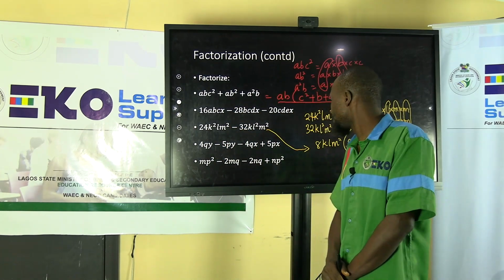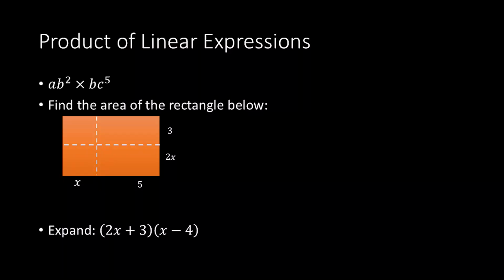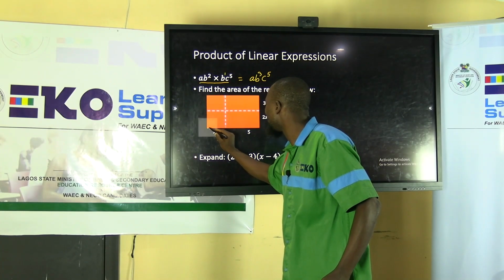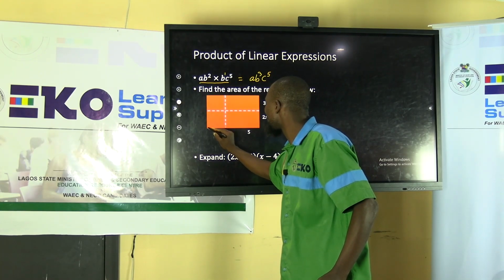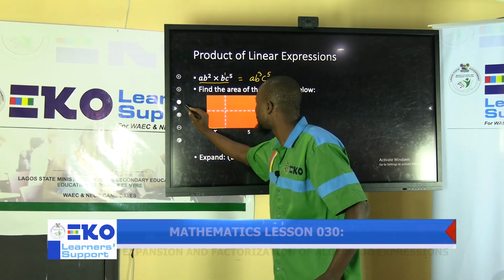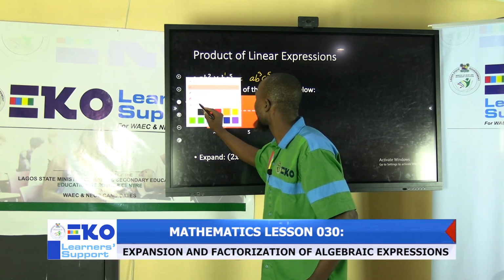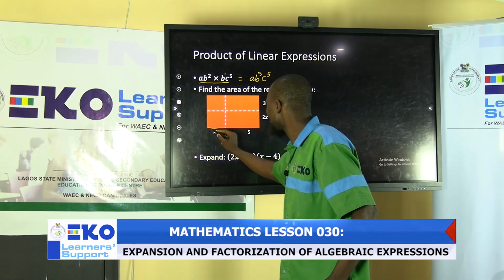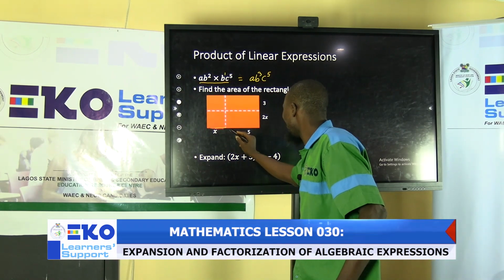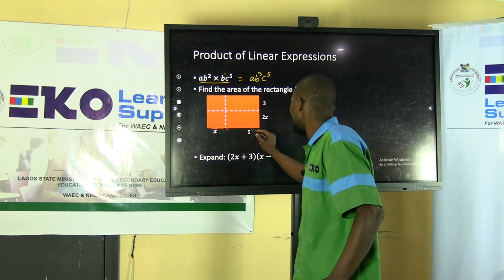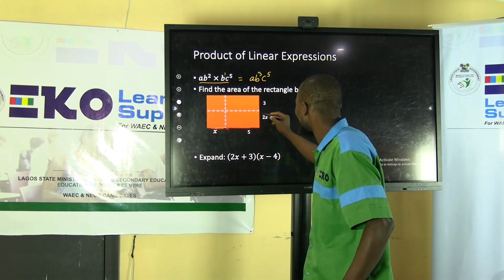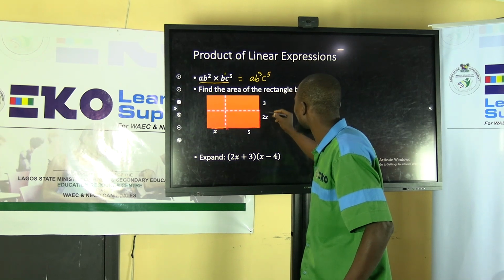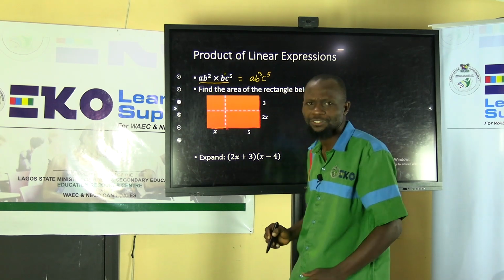that expression. Let's see. Find the area of the rectangle below. We have a rectangle and the measurements are given. The measurement from here to here is x. This is x. And this is 5. From here to here is 5. From here to here has been given as 2x. And this is 3.